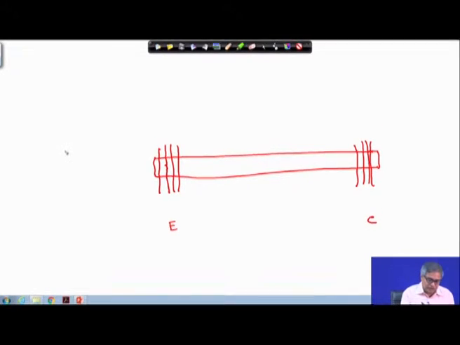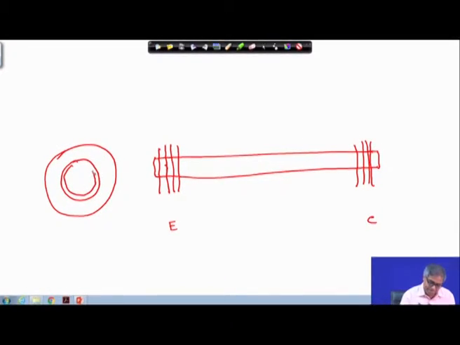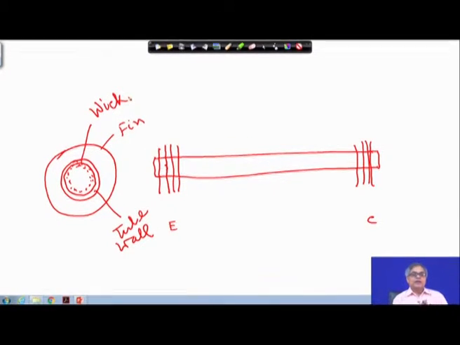If we see a cross section, it could be like this. This is the fin, this is the tube wall, and what I have shown by this dotted line is the wick. So, in the evaporator and condenser side we can have this kind of fin. This is the common construction of your heat pipe.